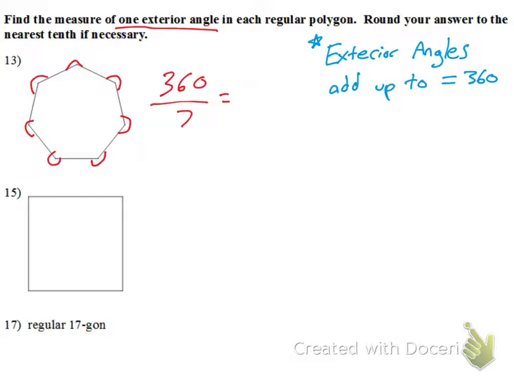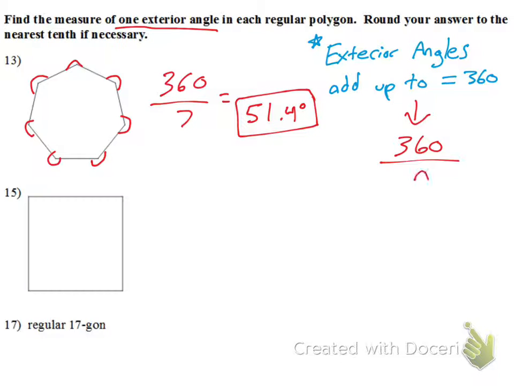And when I do 360 divided by 7, I get 51.4. So for here, if you wanted to have an actual equation, it's 360 divided by the number of exterior angles.